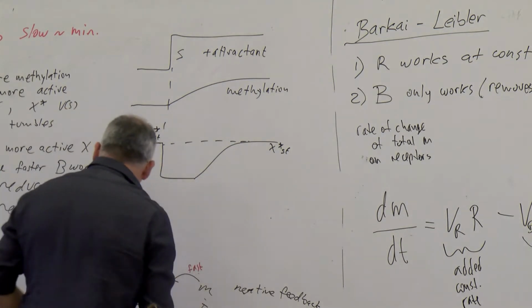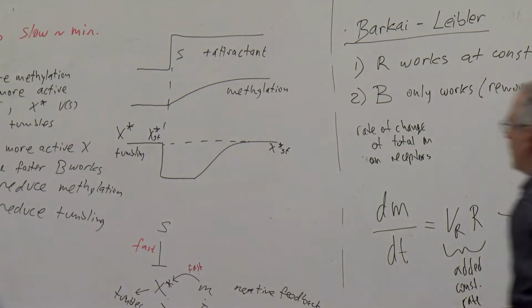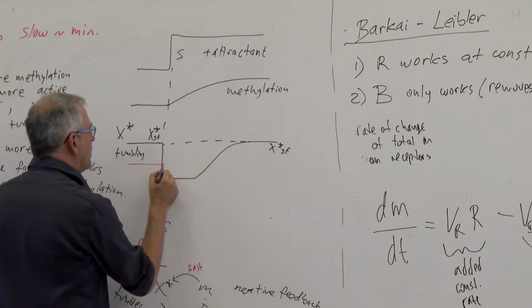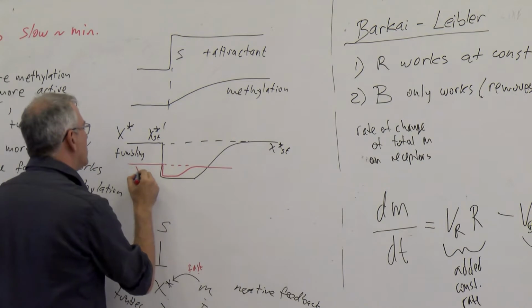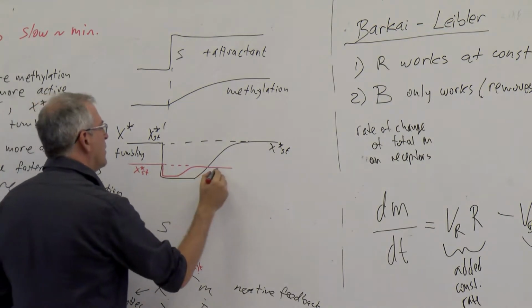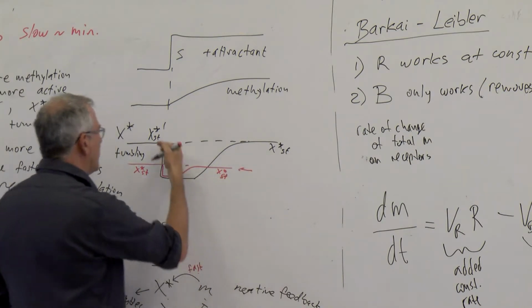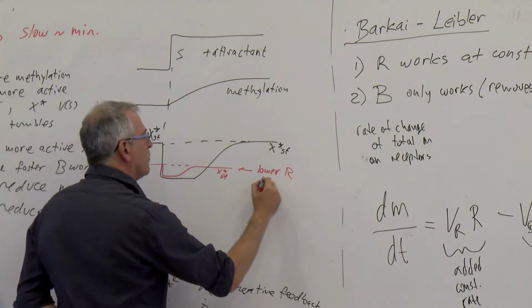So if I change R, like I did in my experiments, that's what I saw. I change the steady state but return to that same steady state. So let's say this is, by the way, what happens when you lower R by 2.